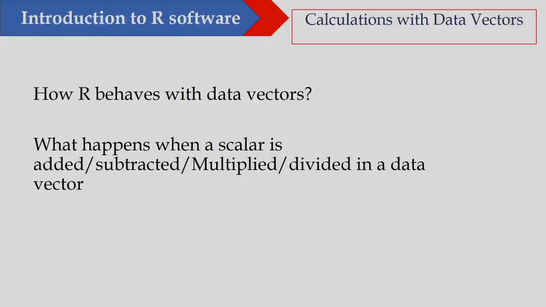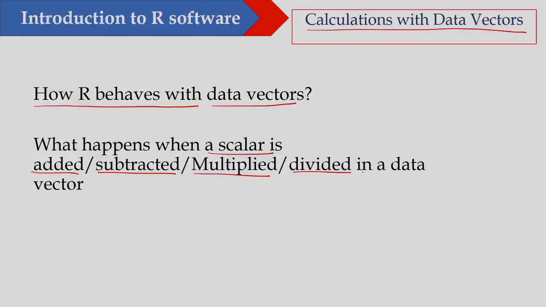Now, let us see how R behaves with a data vector. Calculation with a data vector. What happens when a scalar is added, subtracted, multiplied or divided in a data vector? If I add a scalar to a data vector, subtract a scalar from a data vector, multiply, or divide it, what will happen? Let us see that.